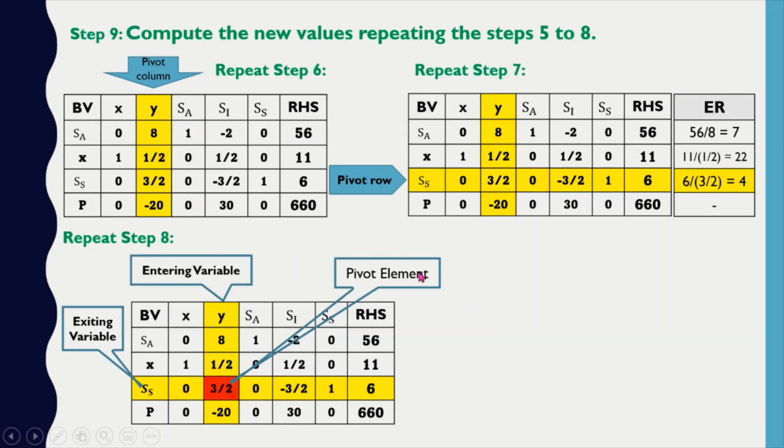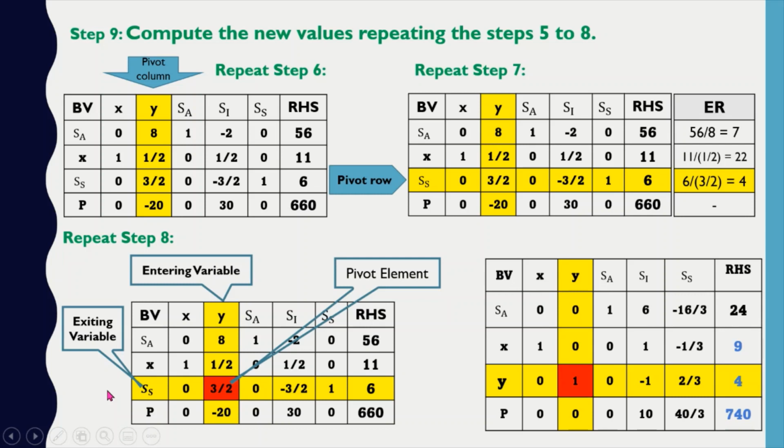We're going to make our pivot element equal to 1. In order to make that equal to 1, we're going to reciprocate the value. The value is 3 halves, so we're going to multiply it by 2/3. So row 3, we're just going to multiply it by 2/3.